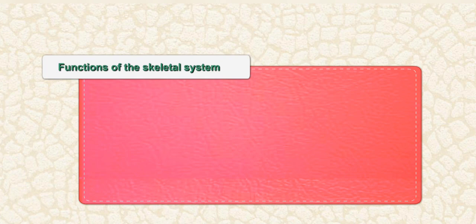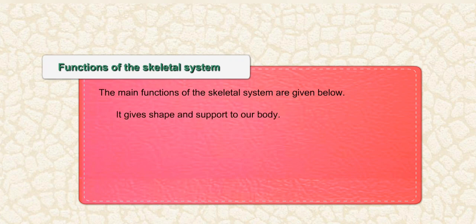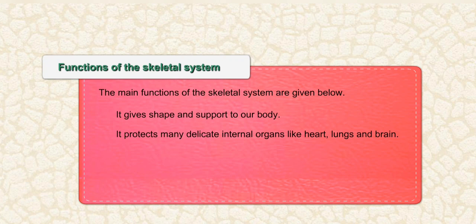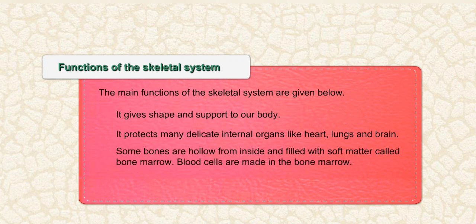Functions of the skeletal system. The main functions of the skeletal system are given below. It gives shape and support to our body. It protects many delicate internal organs like heart, lungs, and brain. Some bones are hollow from inside and filled with soft matter called bone marrow. Blood cells are made in the bone marrow. It helps in the movement of different body parts.